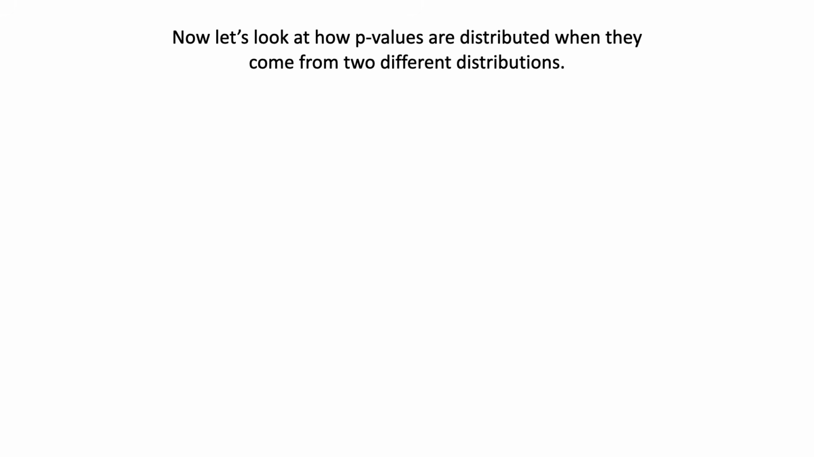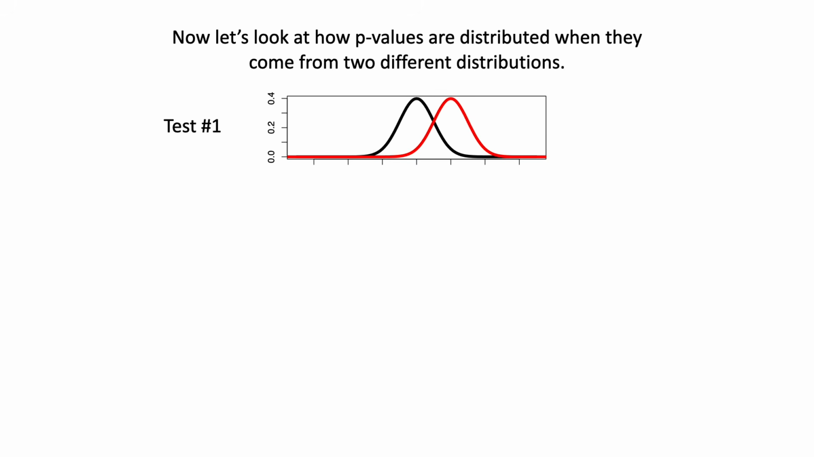And by 2 different distributions, I mean 2 different types of mice, or we have wild type versus knockout, or control versus drugged. We're just comparing 2 different situations. Like before, we start off with test number 1, but now we have 2 different distributions. The black distribution is for our control mice. The red distribution is for mice that have been treated with a drug. In this example, the drug increases this gene's transcription.